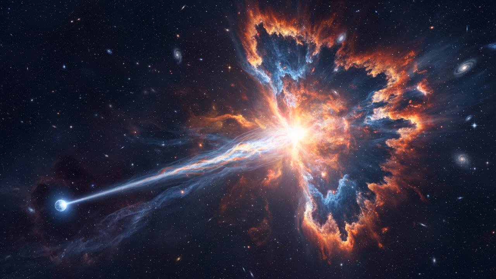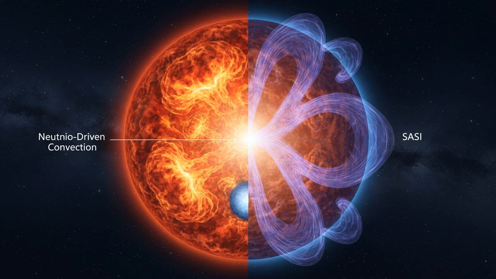This is Newton's third law playing out on a galactic scale. For the neutron star to be kicked that hard in one direction, the explosion must have been significantly stronger in the opposite direction. The explosion was essentially a gunshot, shooting the ejecta one way and the neutron star the other. But what drives this asymmetry?